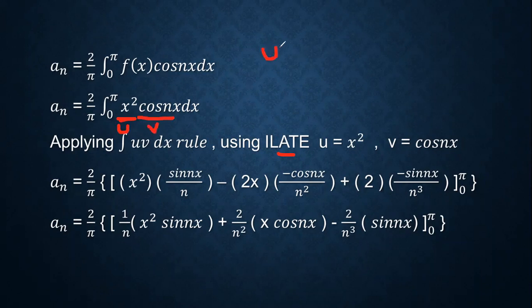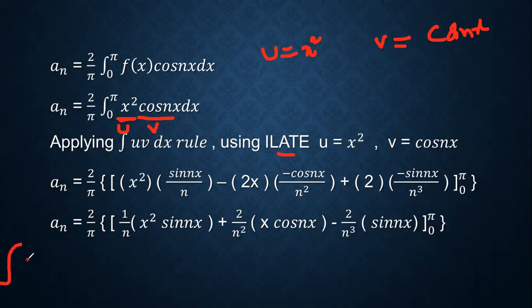Now u will be taken as x square and v will be considered as cos nx. So u will be x square, v will be cos nx. Now we have to differentiate this u. So in integration by parts, what is the uv formula?